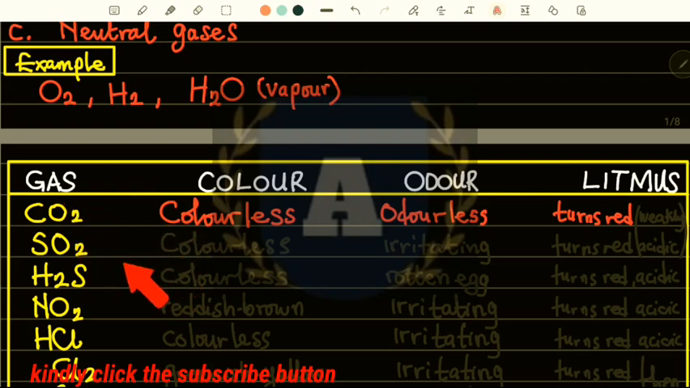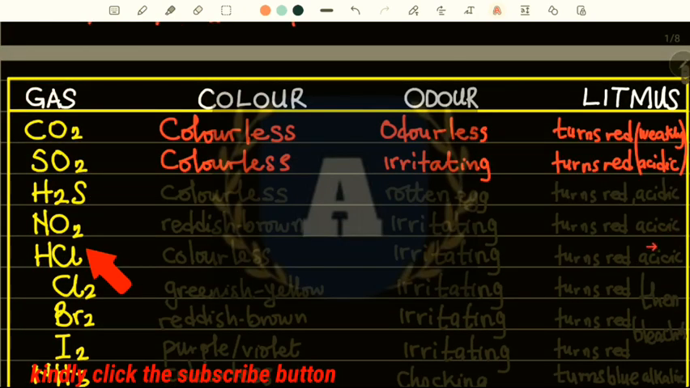Similarly, sulfur(IV) oxide is also a colorless gas, but it has an irritating odor, and also turns litmus red, which means it's also acidic. So both sulfur(IV) oxide and carbon(IV) oxide are acidic, but weakly acidic precisely. They are weakly acidic in nature.